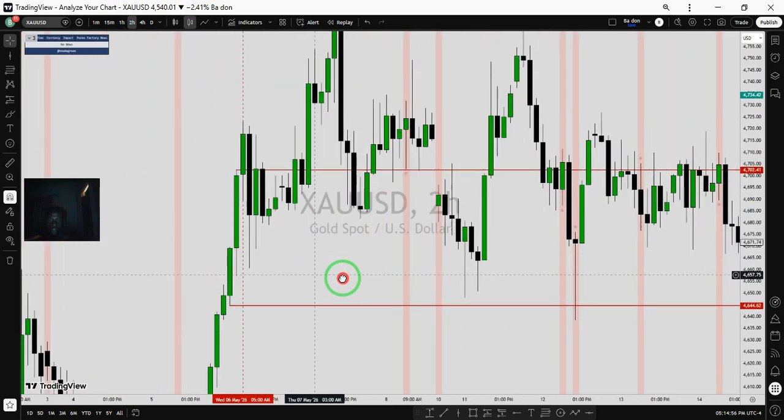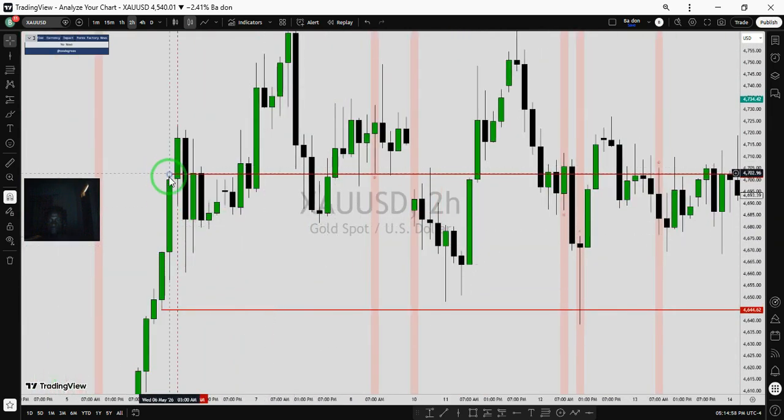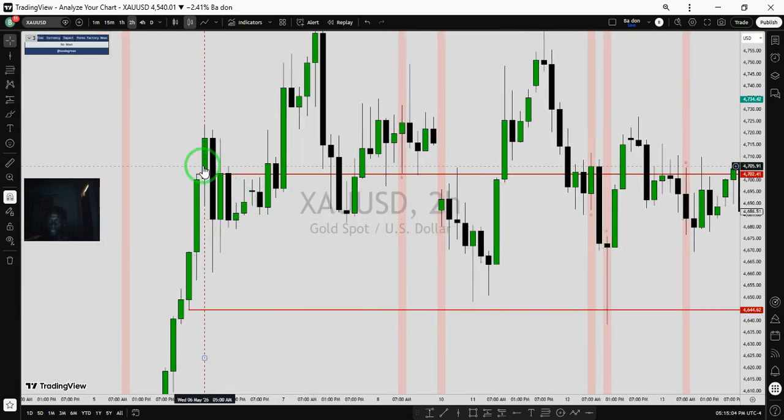What we want to see on the 2-hour time frame is once price sweeps that high, which is this high here, this is the high and the low of that 4-hour candle we marked. You see at this particular time price swept the high, and the moment price did that, price displaced and created a change in the state of delivery.